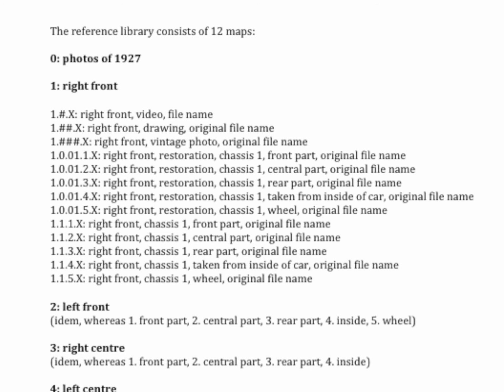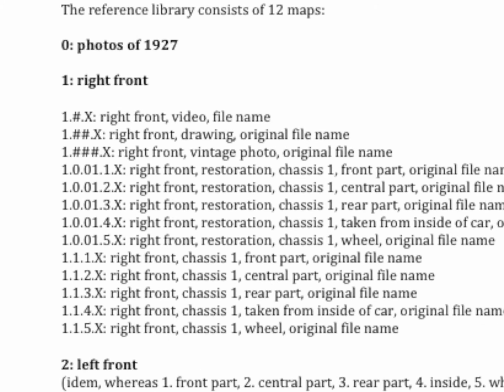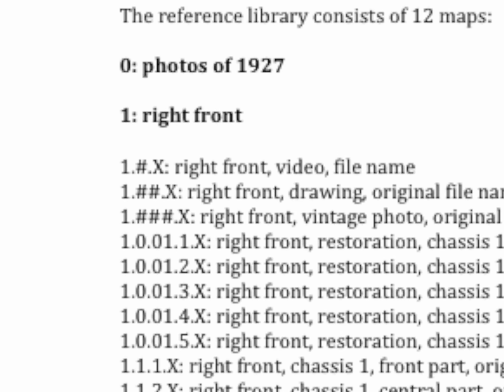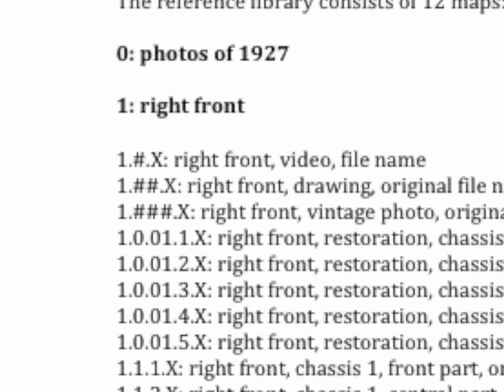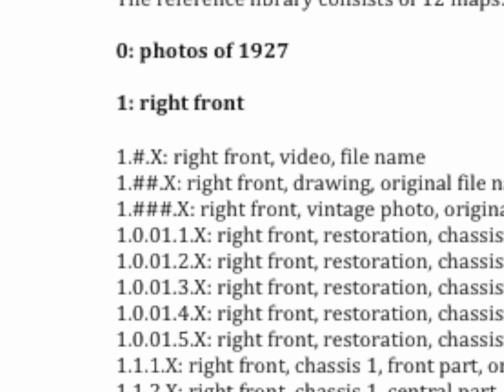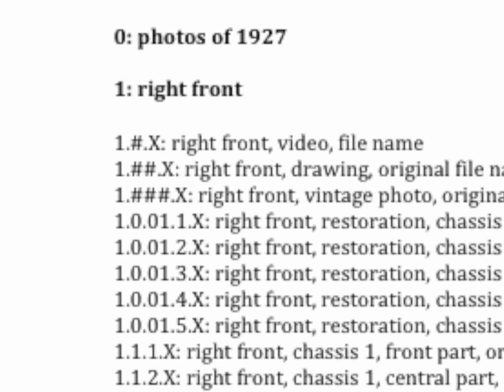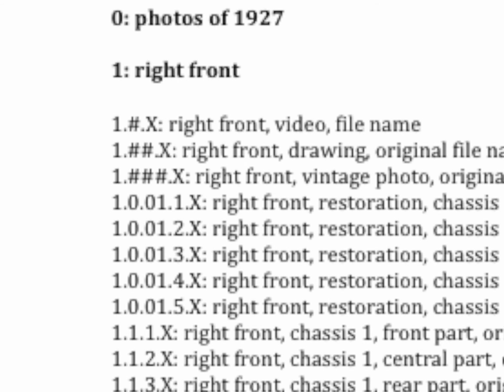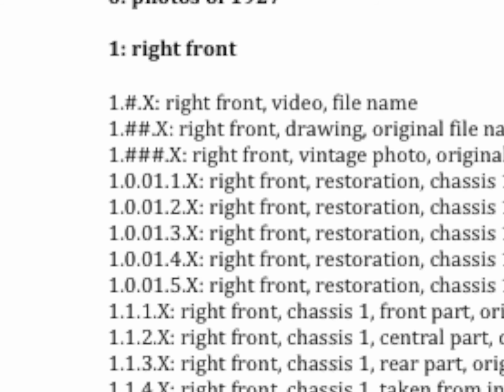To facilitate browsing through the maps, a system of hashtags and numbers was used. At the beginning of each submap there is the video, whose file name starts with one hashtag. Then there are drawings and schematics, whose file names start with 2 hashtags. Then the copied 1927 photos, 3 hashtags.